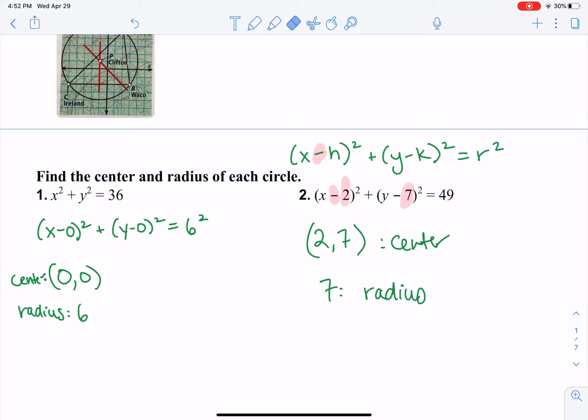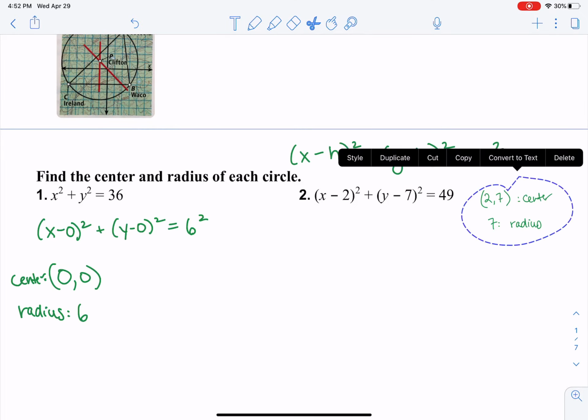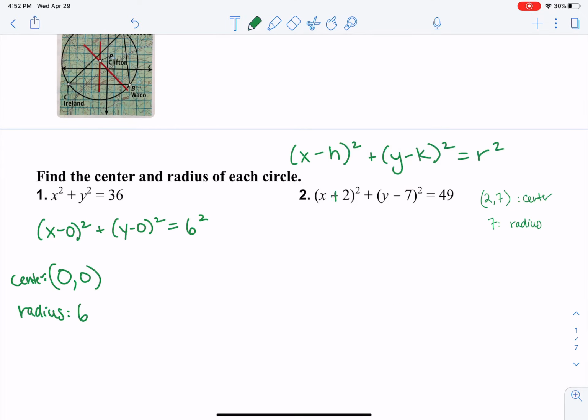What if, however, I change this problem a little bit? What if this was the equation right here? There's a plus sign there. We would rewrite it. A plus sign is the same as x minus negative 2. So if it was written like that, this is a little bit different of a problem. Then the center would be negative 2, 7. And then the radius would still be 7 from 49. So 7 times 7 is 49.